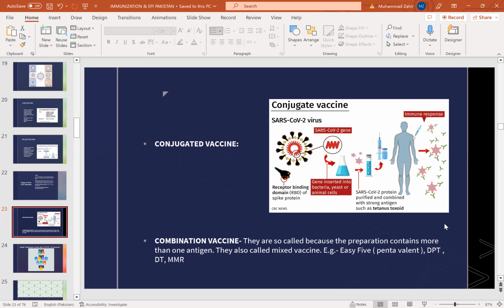Combination vaccines are so called because the preparation contains more than one antigen. They are also called mixed vaccines, like pentavalent, DPT, DT, MMR.